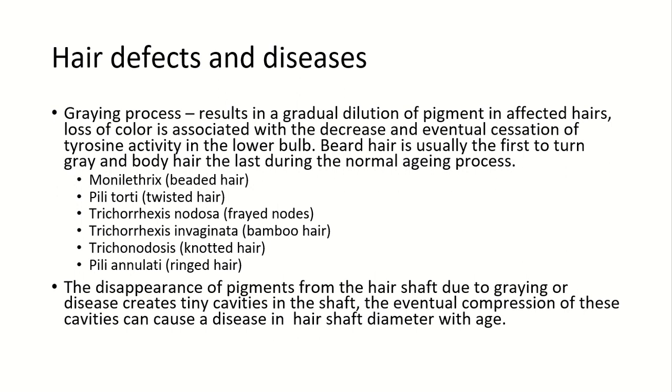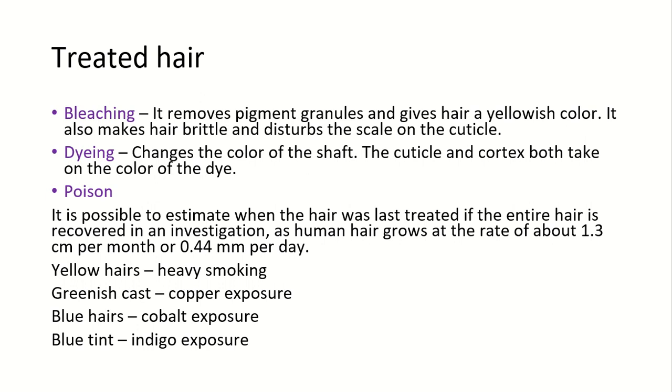Graying of hair can occur naturally or due to a disease. It is due to the dilution of melanin pigment. In treated hair, bleaching removes pigment granules and gives hair a yellowish color. It makes hair brittle and disturbs the scales on the cuticle.